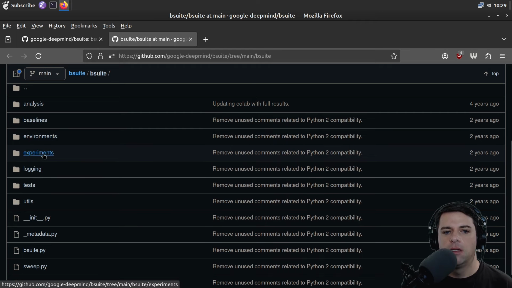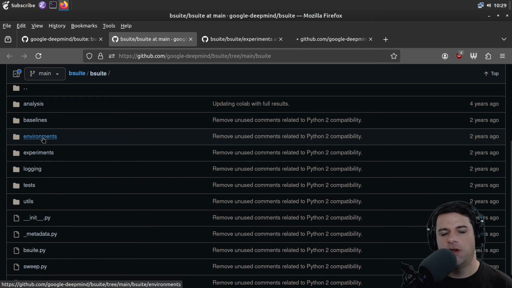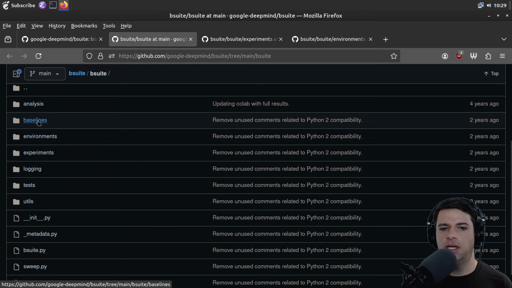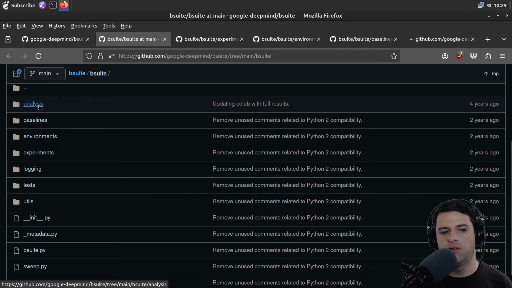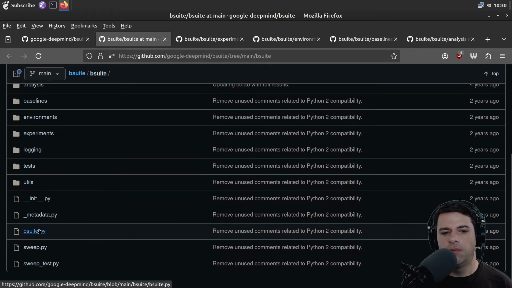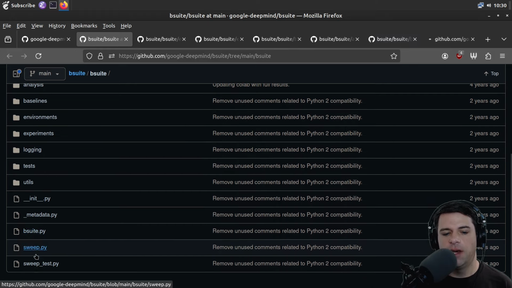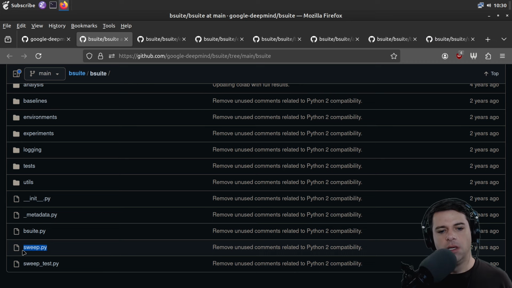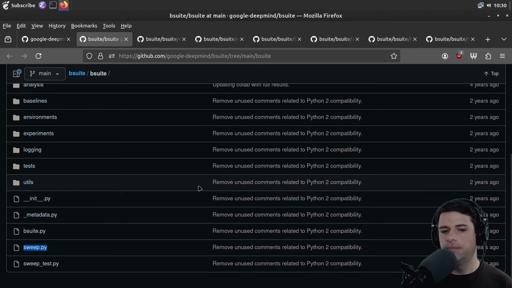Okay. So we have experiments, environments. So the environments should be more like the OpenAI gym stuff, I believe. Baselines, I'm not sure what that is. Analysis should be for generating reports. And then logging is probably not so fundamental. And then we have a bsuite.py, a sweep.py, and a sweep test. So sweep, I believe, is a sweep over parameters, specifically, I think, for scaling.